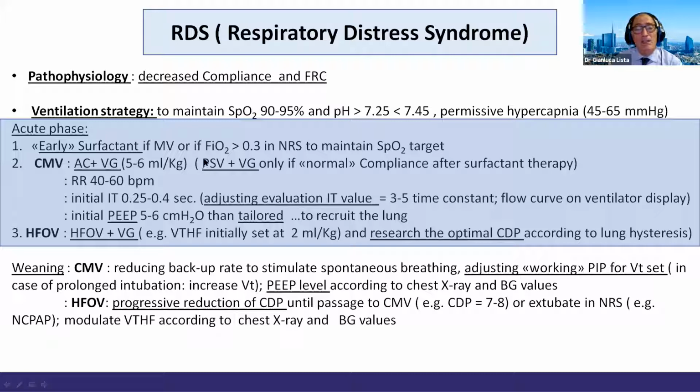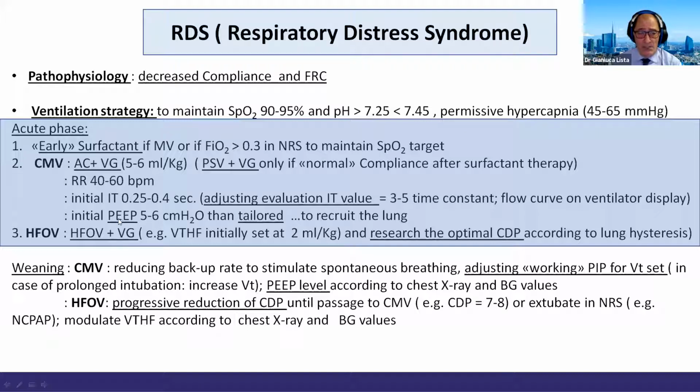I suggest to use pressure support ventilation plus volume guarantee only when the compliance becomes normal, for example, after surfactant therapy. As an initial rate you can set about 40 to 60 BPM. The initial inflation time is between 0.25 to 0.4 seconds. But this is only the initial IT, because you have to continuously adjust the value of the inflation time according to the time constant of the baby, according to the flow curve on the ventilator display. An initial PIP around 5 to 6 could be enough.